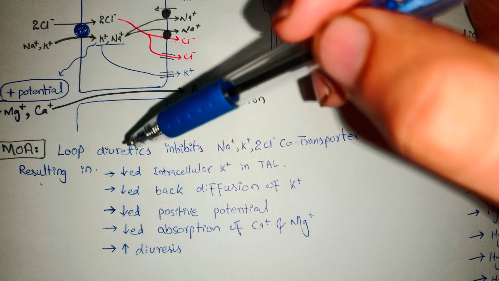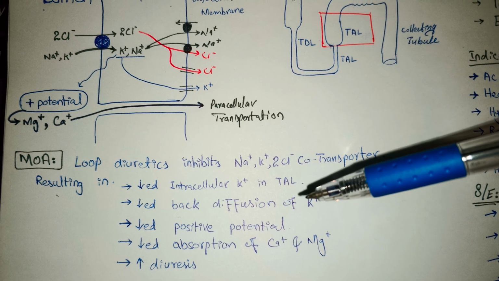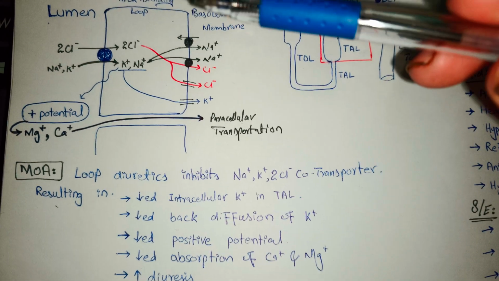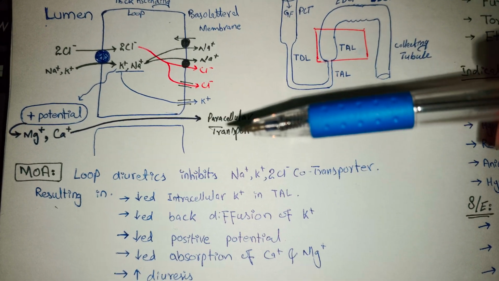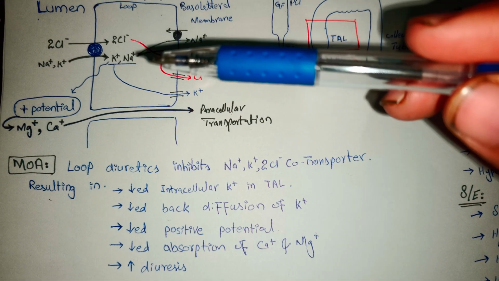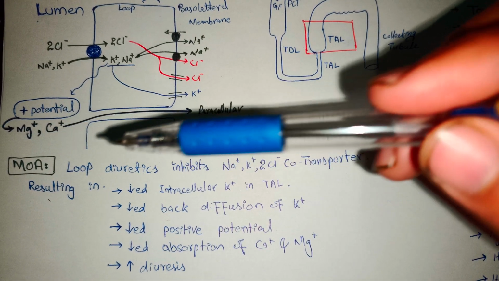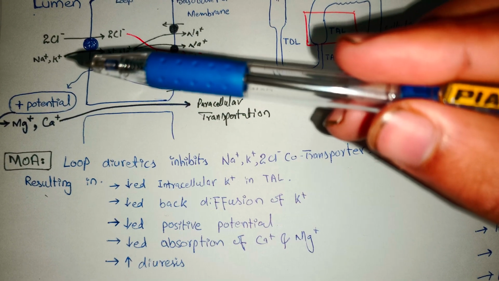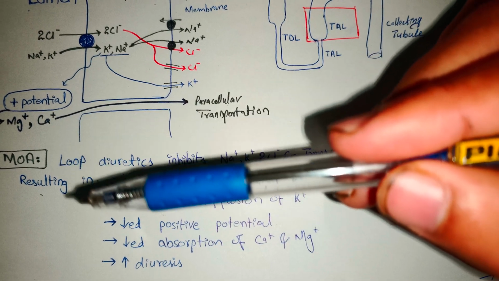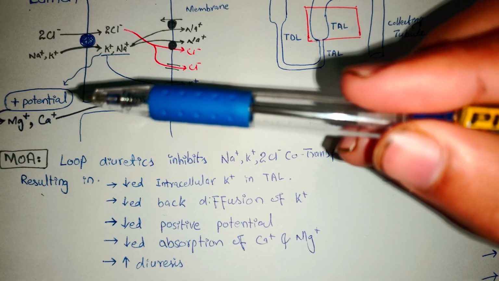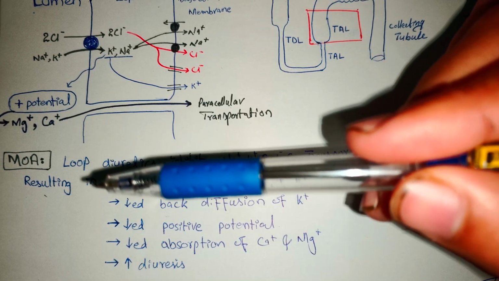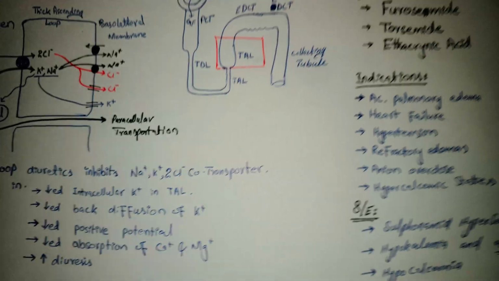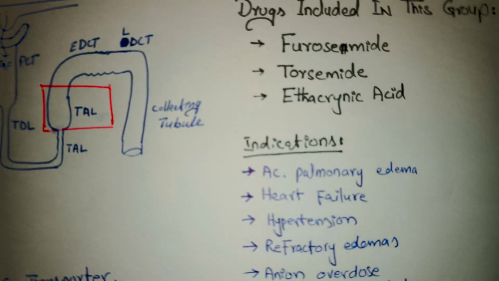So what will be the result? It will decrease intracellular potassium in the cell, decrease back diffusion of potassium from this leaky channel, and decrease the positive potential over here, which results in decreased absorption of calcium and magnesium. And when sodium is not being absorbed by these cells, it will drag water with it, causing diuresis. So what are the drugs included in this group?